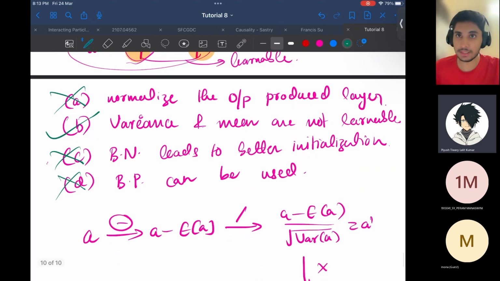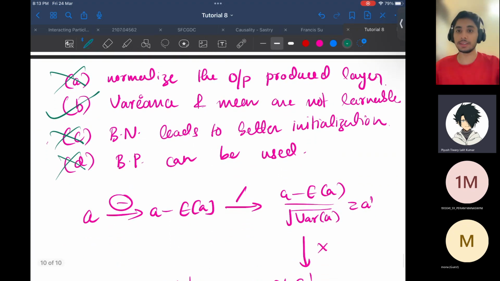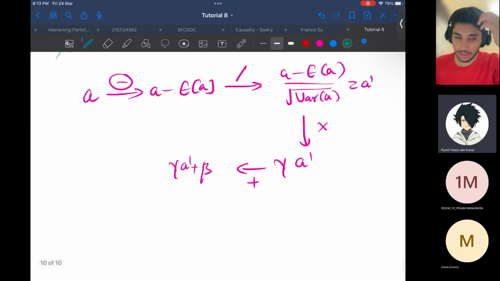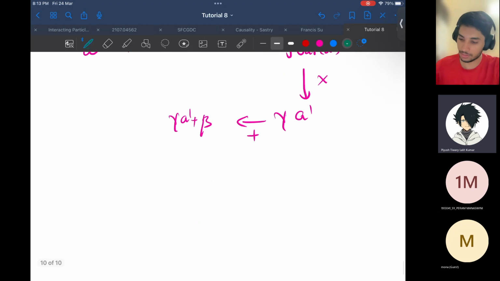So I think this was the ninth question. We are already 13 minutes over the time. The tenth question is very easy. Just plot the graph and you will see all the options. It's not a difficult one, so I am leaving that as an exercise.